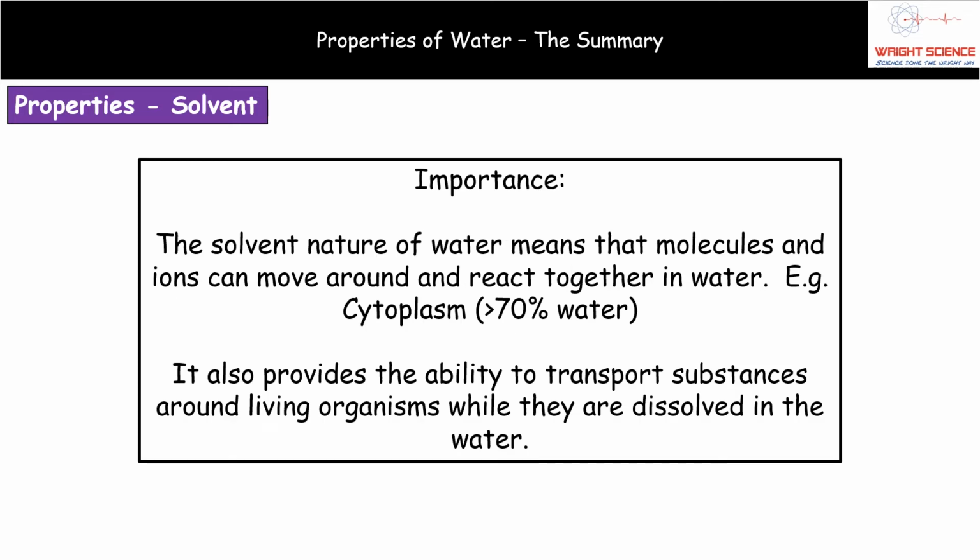The reason that having this ability to dissolve a wide range of chemicals is important is because that means that we can then transport a large number of substances around organisms. If we think about one particular region of our cells, the cytoplasm, that's more than 70% water. So because of that, we can move a large number of ions and molecules around within the cell itself.